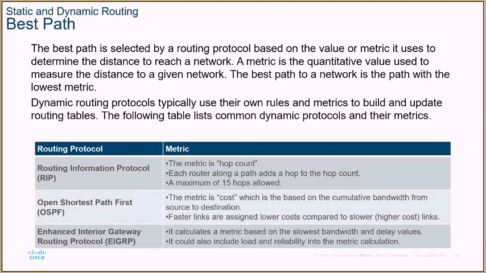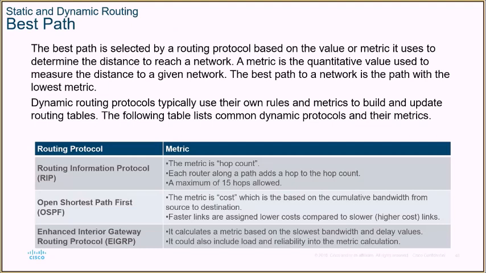Okay, so the best path is selected by a routing protocol based on the value or metric it uses to determine the distance to reach a network. The metric is the quantitative value used to measure the distance to a given network. The best path to a network is the path with the lowest metric. Dynamic routing protocols typically use their own rules and metrics to build and update routing tables. The following table lists common dynamic routing protocols and their metrics.